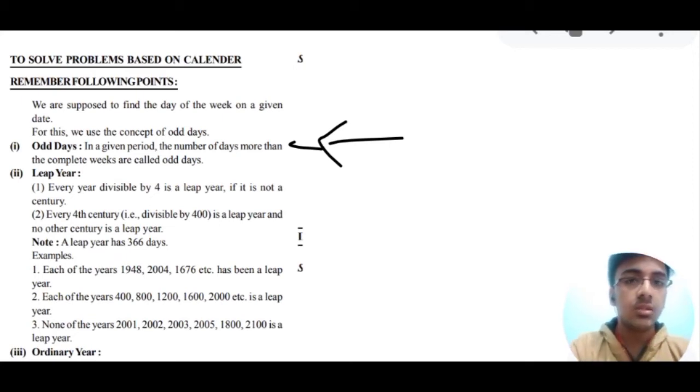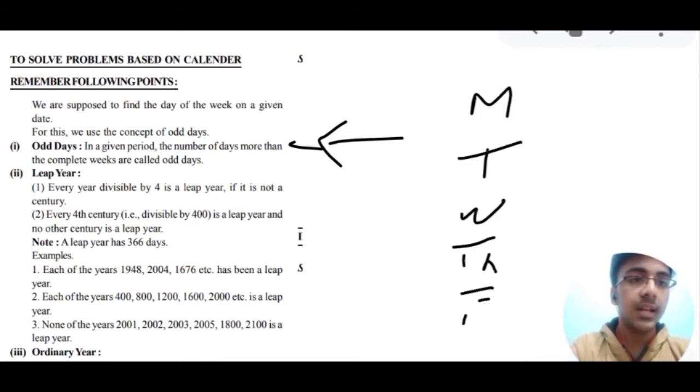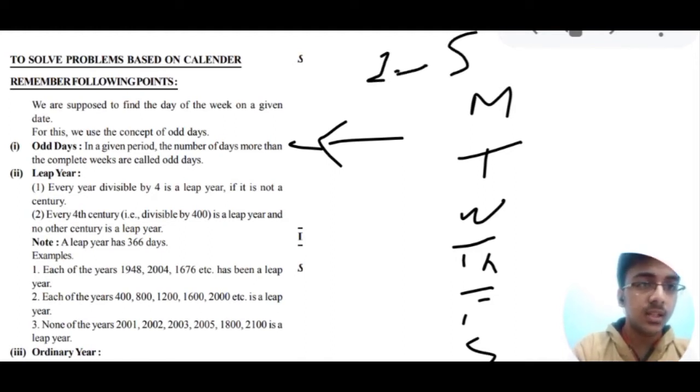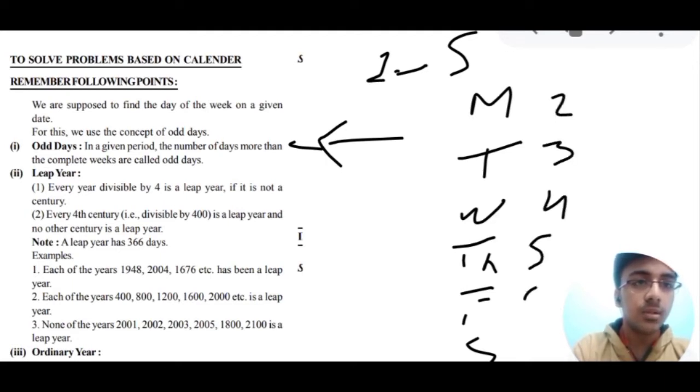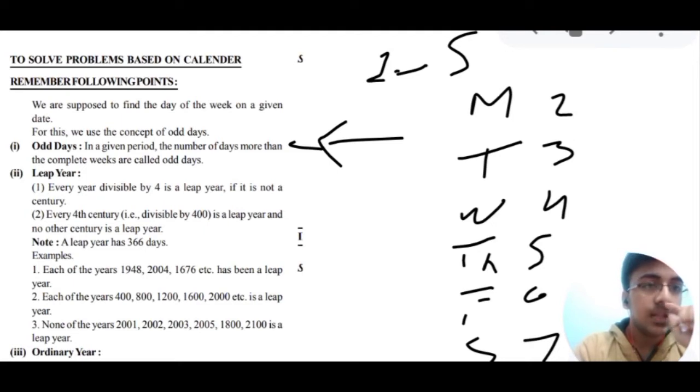So let's understand it in simple words. Here you can say that it's Monday, Tuesday, Wednesday, Thursday, Friday, Saturday. Okay, put the Sunday here. So if the first day is Sunday, now the second day will be Monday, third day will be Tuesday, fourth, fifth, sixth, seventh. So in this week there is no odd day. So what's an odd day? When a week completes, the leftover days are known as odd days.